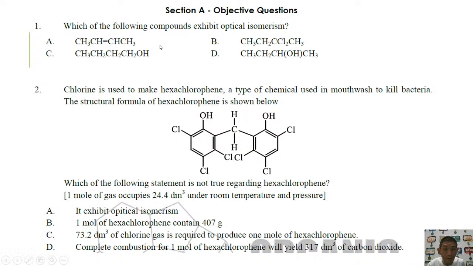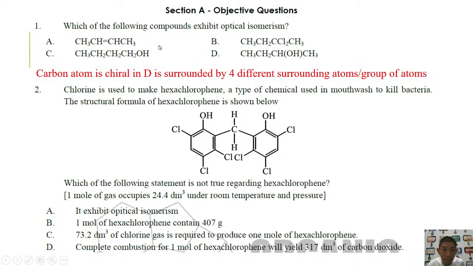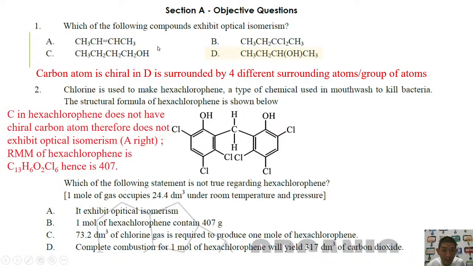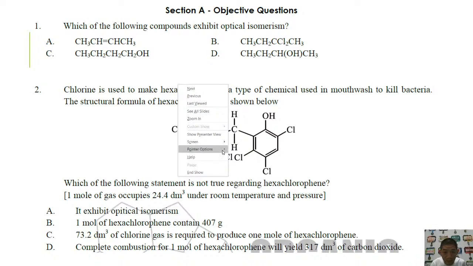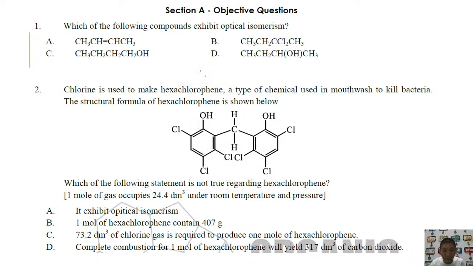For example, the first one. What isomerism is exhibited in the first one? The first one exhibits geometrical isomerism, because you have a C double bond C surrounded by two different atoms and groups of atoms. So this will exhibit geometrical isomerism.